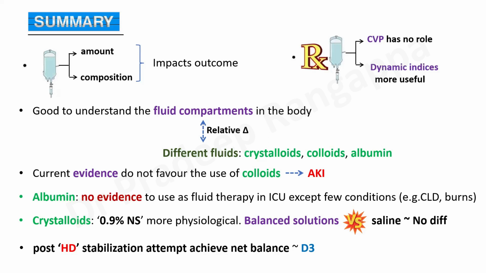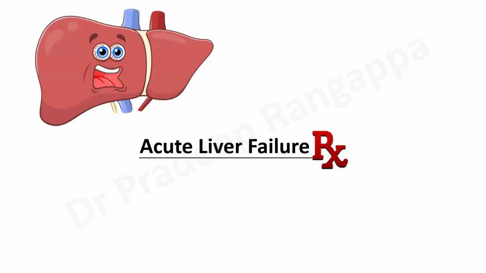CVP has no role, and dynamic indices are more useful. So this is a summary statement that you can keep in mind when you're resuscitating patients with septic shock. So that's about the fluid protocol. Then very quickly we'll move to the liver failure protocol.